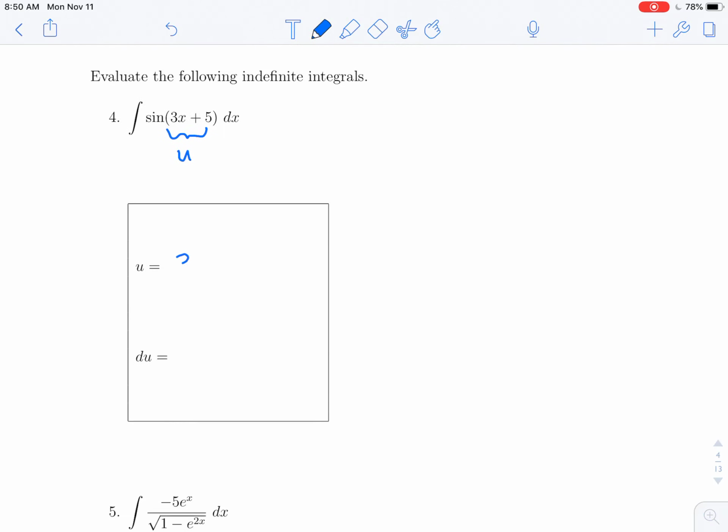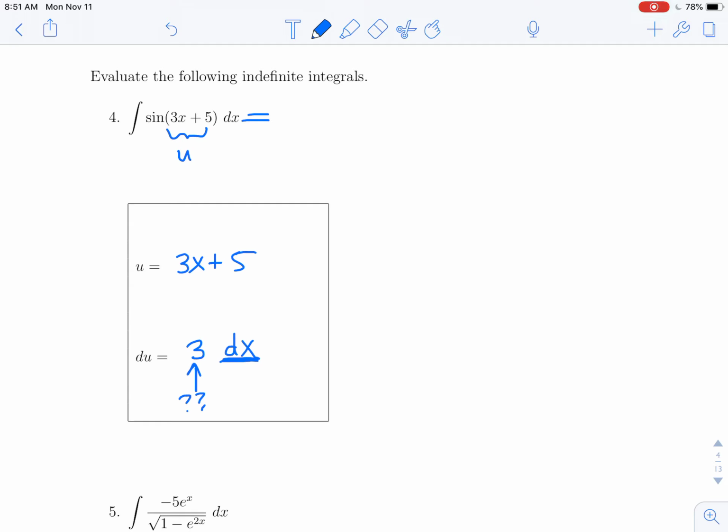So u equals 3x plus 5. To get du, we're supposed to take the derivative of that. So du is going to be 3 and then dx. Remember to put a dx right there. And we have a small problem, and the small problem is this 3, because we don't have one within the integrand. And so what we can do is we can make one be there.